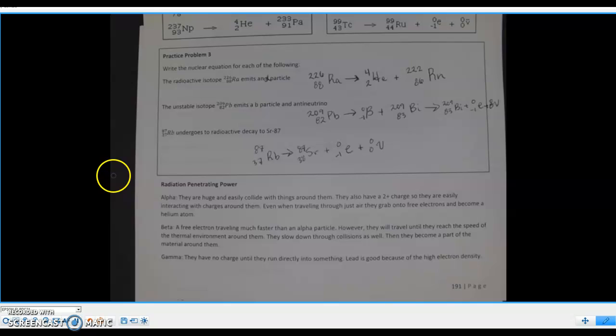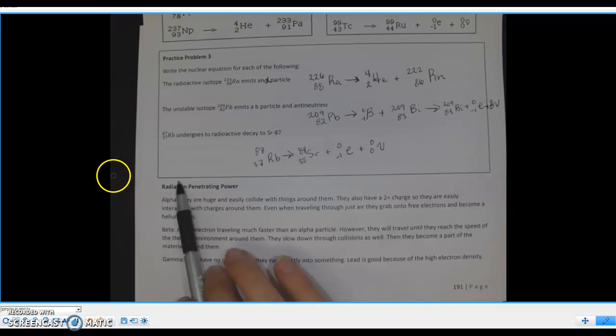And then gamma is on the end of that spectrum. It's essentially massless. It's an electromagnetic wave that contains energy, and it can penetrate through even lead. And so it has this great penetration power, and it does interact and can cause problems, but not nearly to the same degree as beta and definitely alpha.